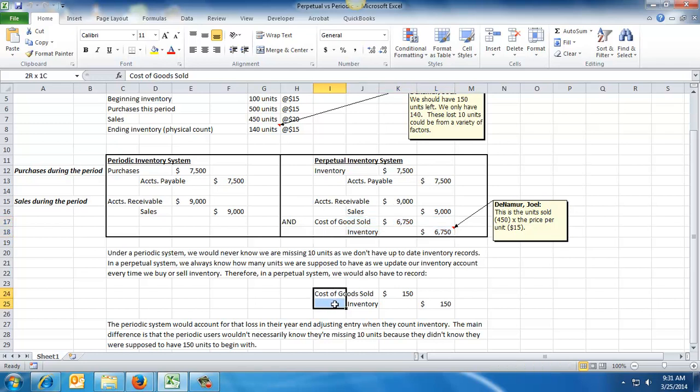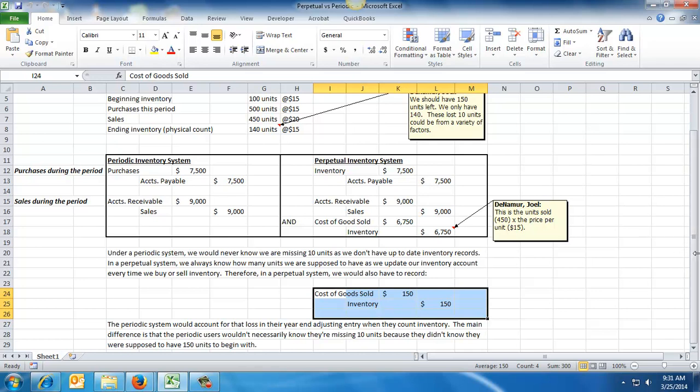In this case, we would need to record a debit to cost of goods sold for the cost of those 10 units, $15 apiece, and then we would credit inventory to take our inventory balance down by the 150.